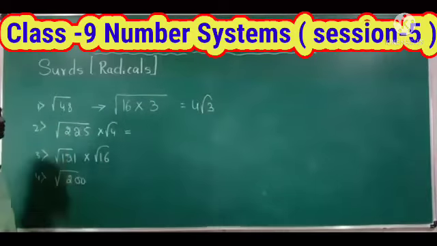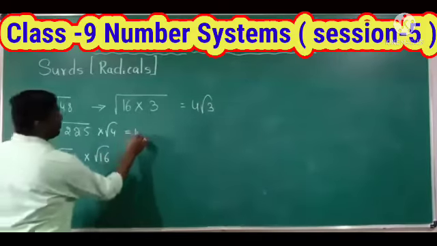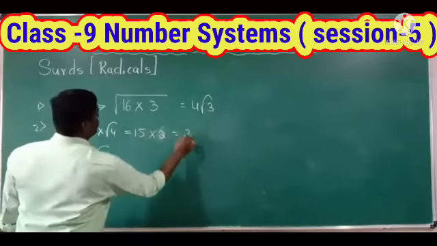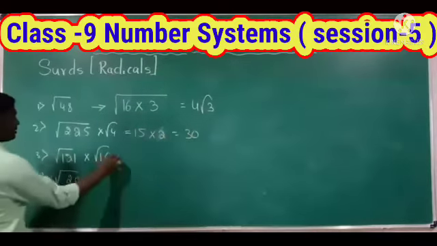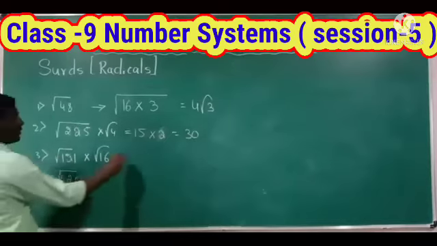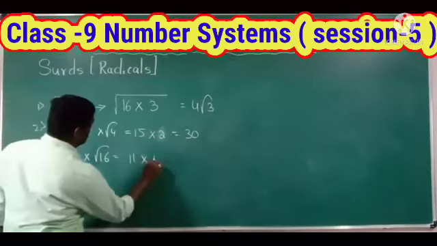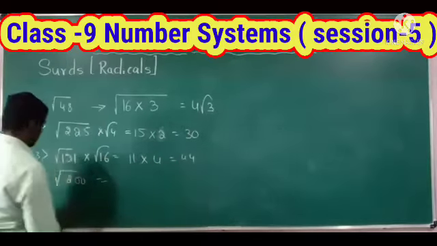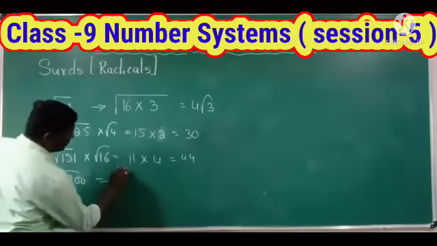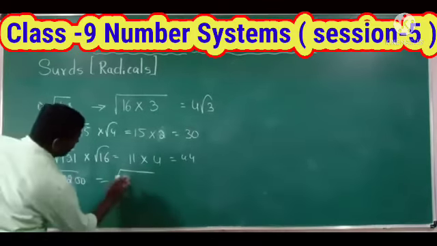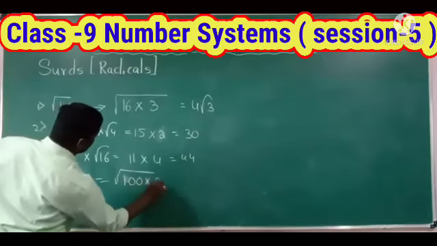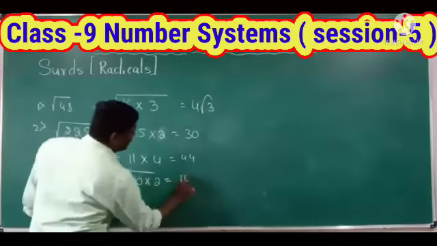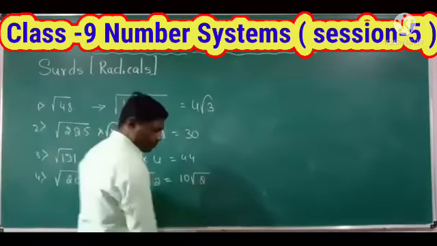Next one, simplify the second one. What is the square root of 225? Square root of 225 is 15. Square root of 4 is 2, which gives 30. Next one, square root of 121 is 11. Square root of 16 is 4. 11 fours are 44. Square root of 200, how can you split it? 100 into 2. In that, square root of 100 is 10. 10 will come outside, and root 2 remains as it is.